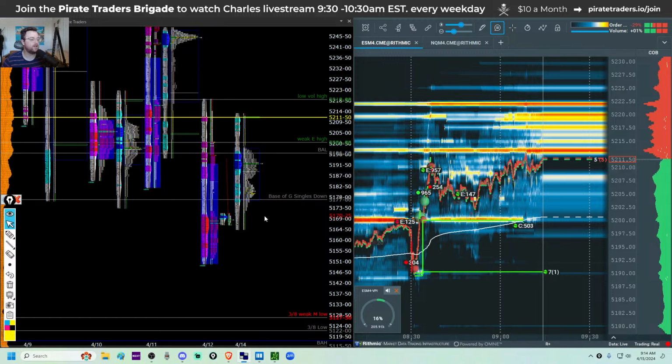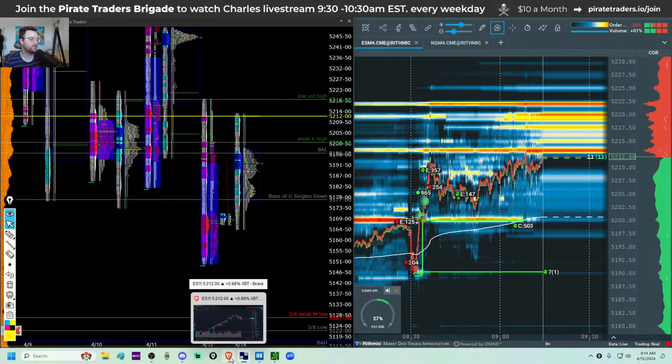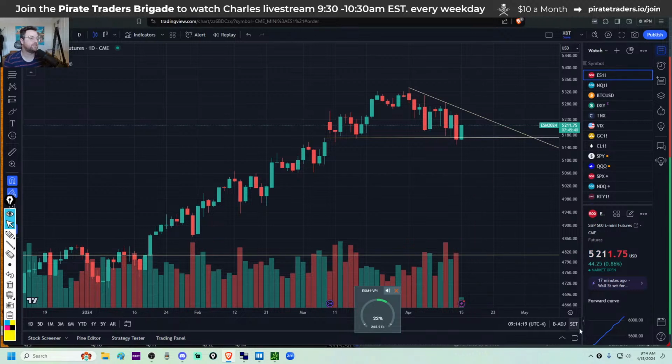I generally only like channels and trend lines in the ES, but this is catching my eye. Touch after touch after touch. So this line right here at 51.69, that is working as support right now.